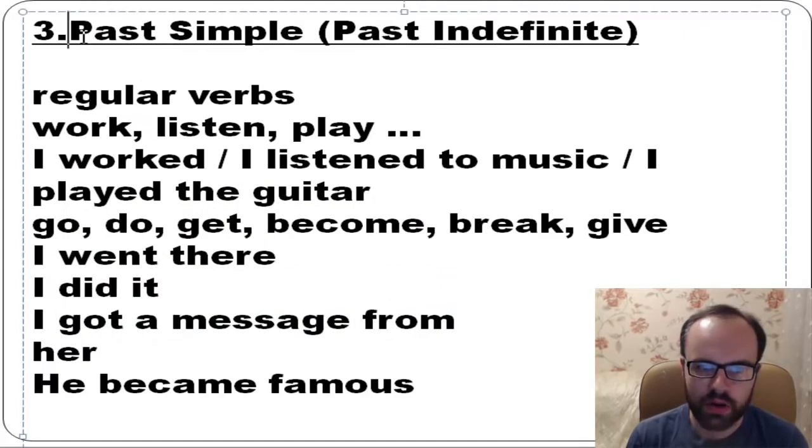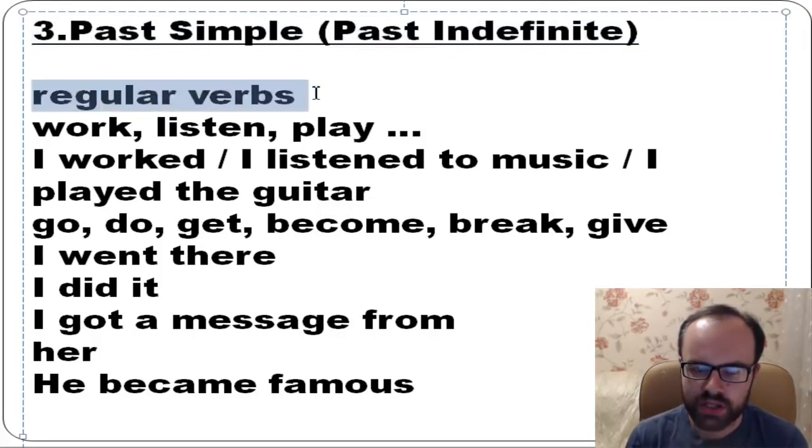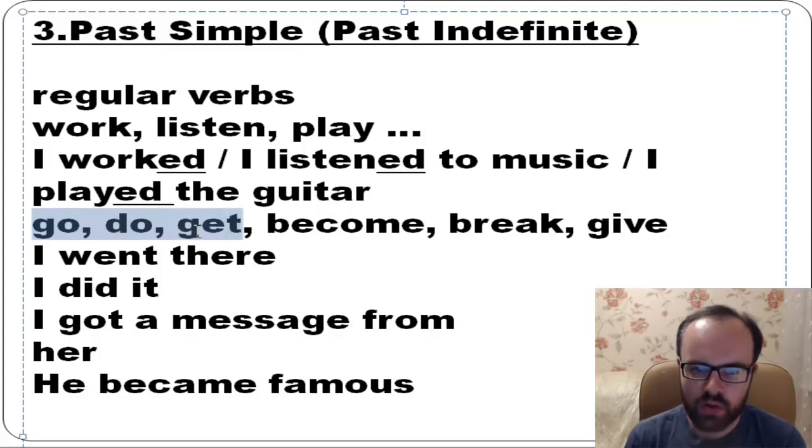Next, past simple or past indefinite. You need to know regular verbs such as work, listen, play, and so on. If you want to say it in past simple, you add ed. I worked. I listened to music. I played the guitar. There are irregular verbs such as go, do, get, become, break, give, and you need to know their forms.